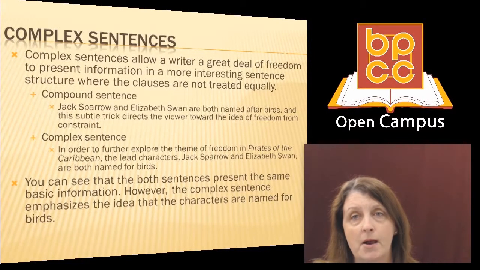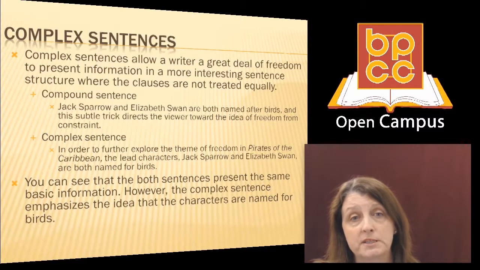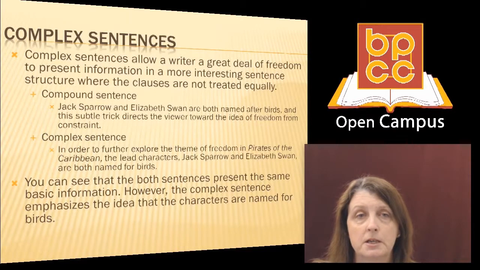Complex sentences allow a writer so much freedom to present information in a more interesting sentence structure where the clauses are not treated equally. For example, here is a compound sentence. Now we go back to my favorite movie. Jack Sparrow and Elizabeth Swann are both named after birds, and this subtle trick directs the viewer toward the idea of freedom from constraint. Notice we have an independent clause, followed by a comma, followed by a conjunction, followed by another independent clause. That's our compound sentence formula.